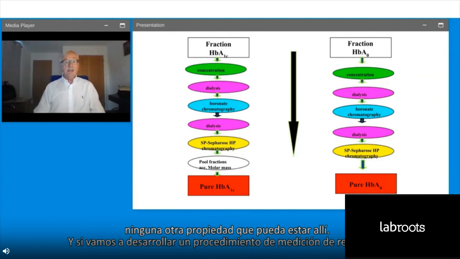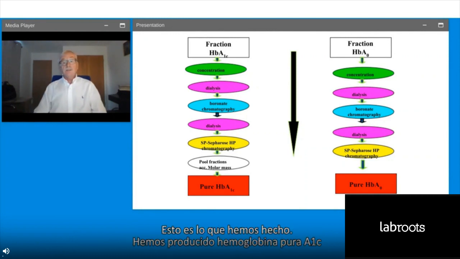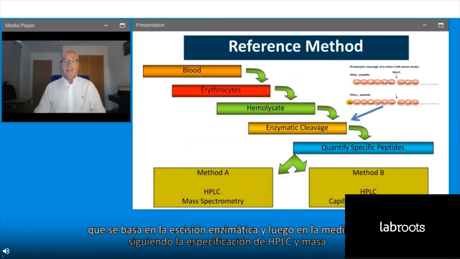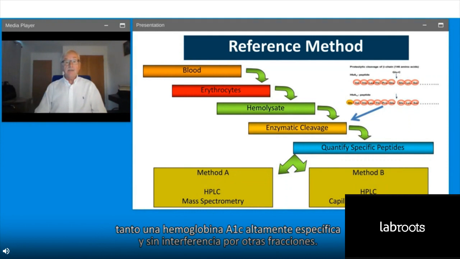And if we are to develop a reference measurement procedure, we need a standard to calibrate this reference measurement procedure. This is what we've done. We have produced pure hemoglobin A1C and pure hemoglobin A0. And these are used in the reference measurement procedure, which is based on enzymatic cleavage and then measurement following HPLC and mass spec, or HPLC and capillary electrophoresis. Both give identical results. Both are highly specific for hemoglobin A1C and not interfered with by other fractions.